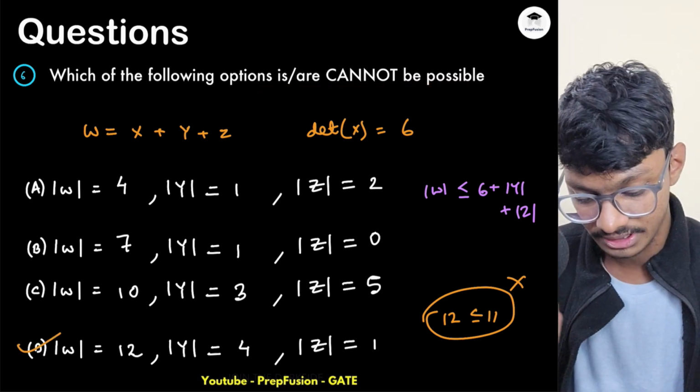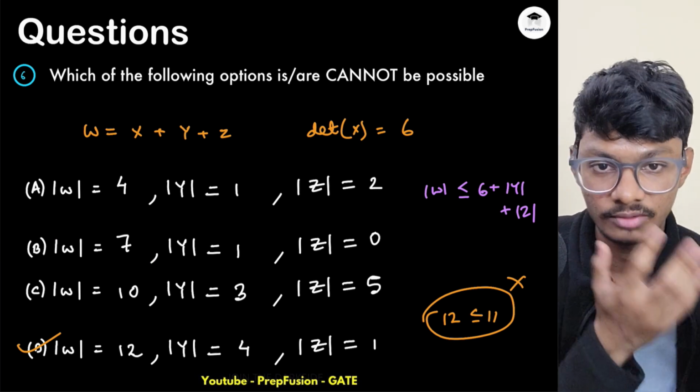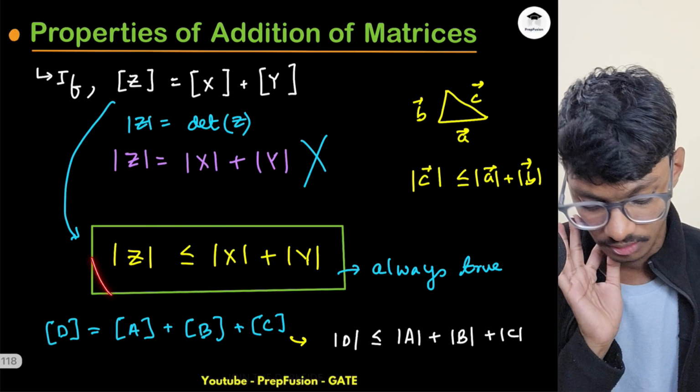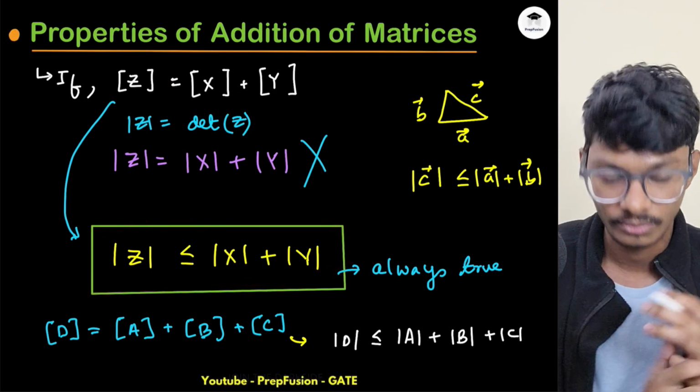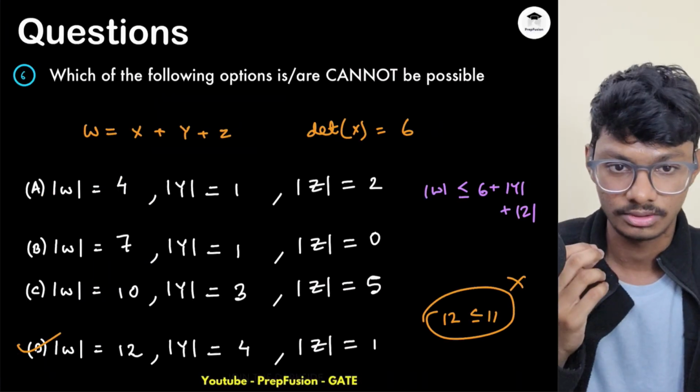Obviously we can't say the exact values of the determinant, but we have to eliminate which are not possible. So this is never true. This is never possible, as we have written in the inequality here. Okay, so yeah, this is about this question. I hope you got the concept of this question.